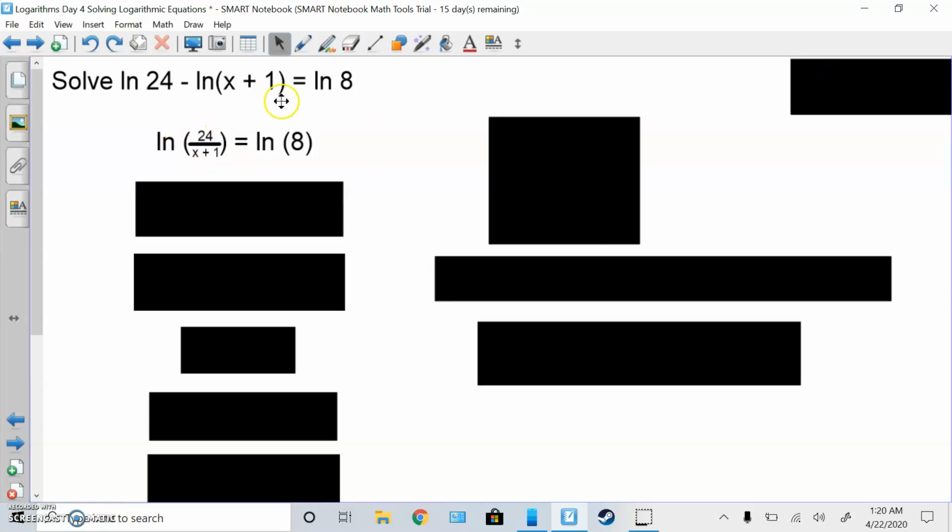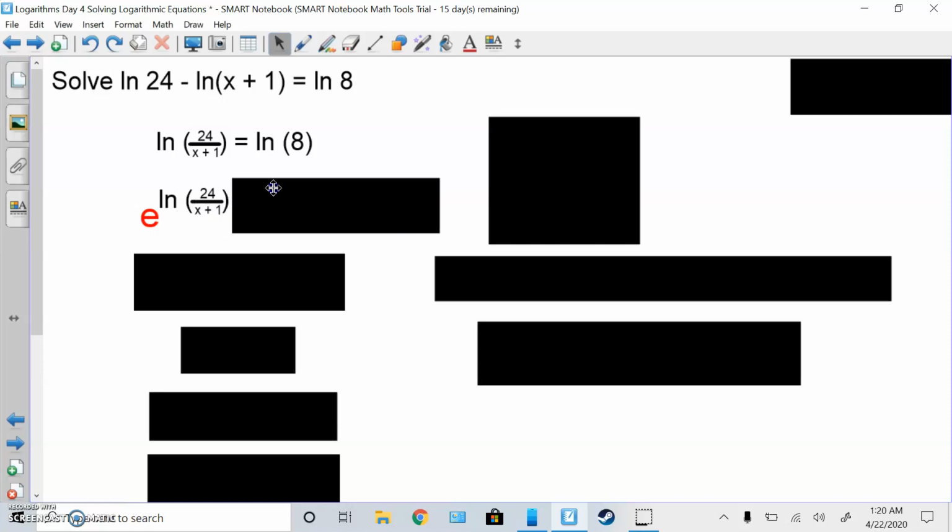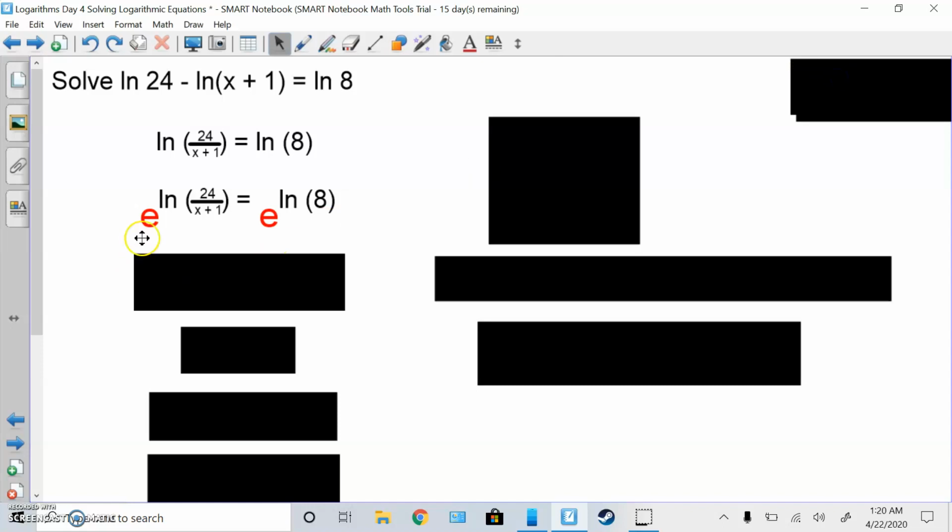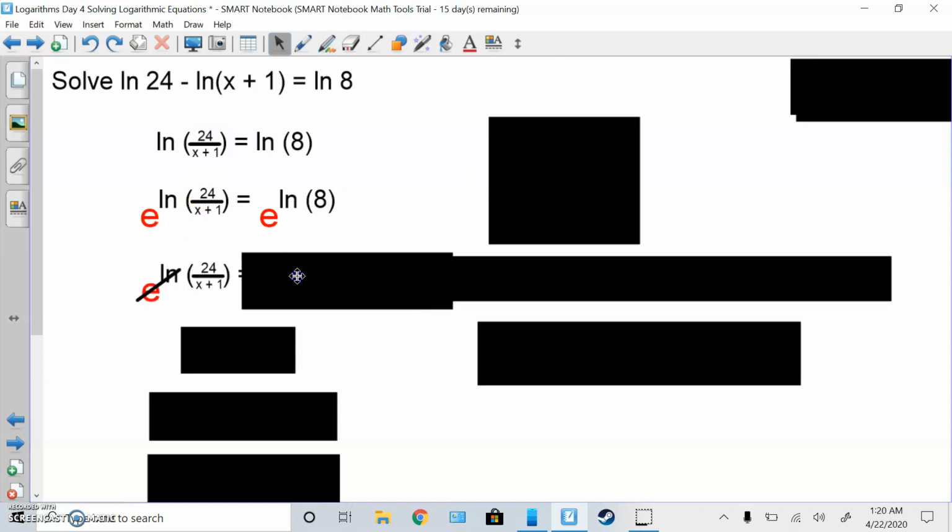Alright, now it's one term. You do your converting technique. Because we have the log, we have to get rid of the word log, so we have to exponentiate. These sides are now exponents. The correct base will be e. So it'll be e to the exponent ln of that fraction equals e to the exponent ln of 8. Remember, e to the ln cancels out, so you get that.